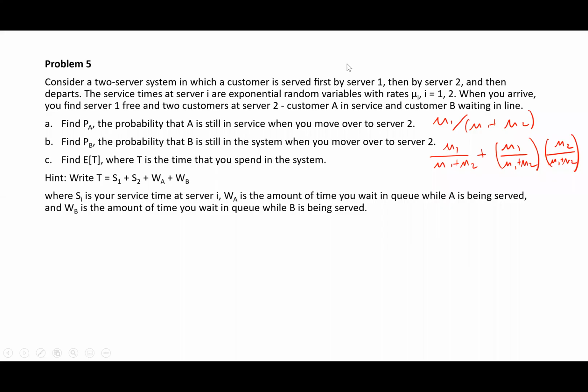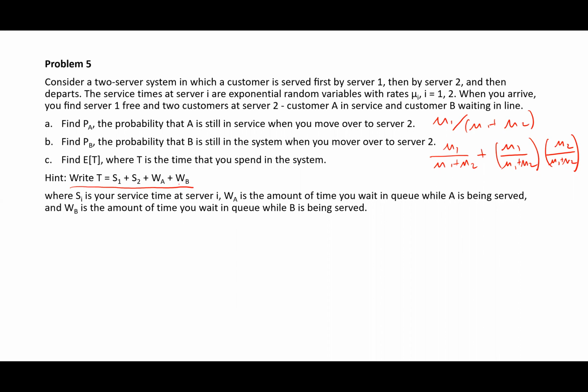All right, so part C, I'm going to start with a clean slate here. I wrote down the results of part A and B. Now I'm going to solve for part C. I want the expected value of T, where T is the total time that you spend in the system when you enter. To make this problem simpler, I've given you a hint: write T as a sum of S1, S2, WA, and WB.